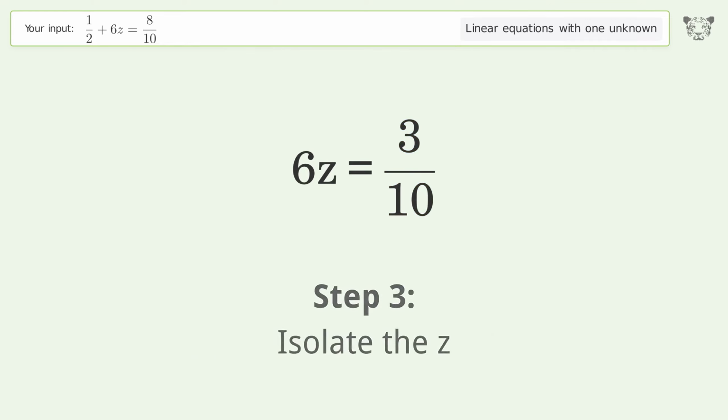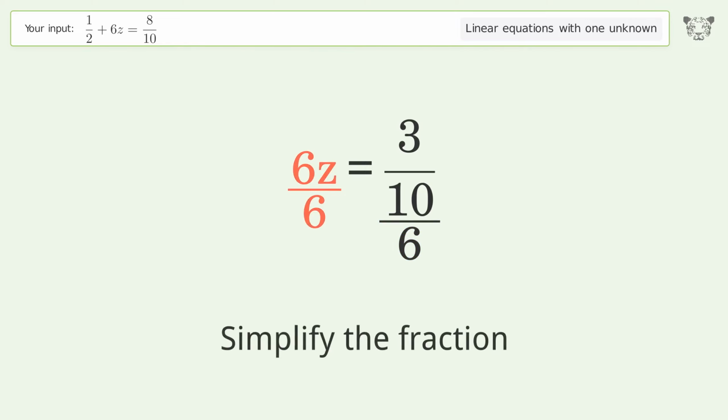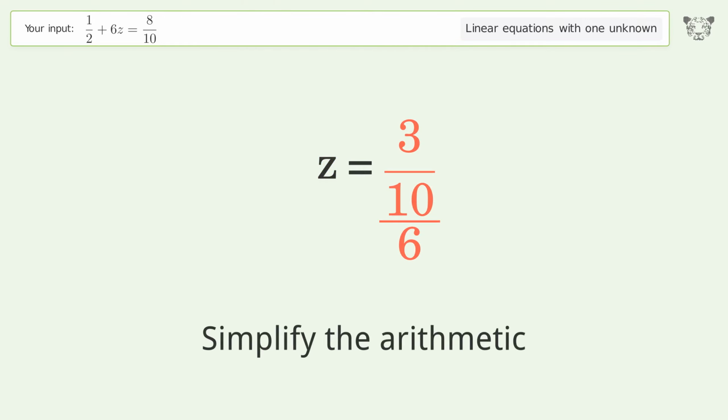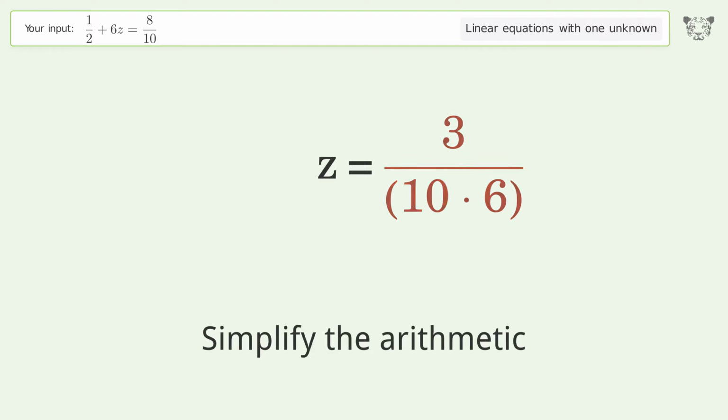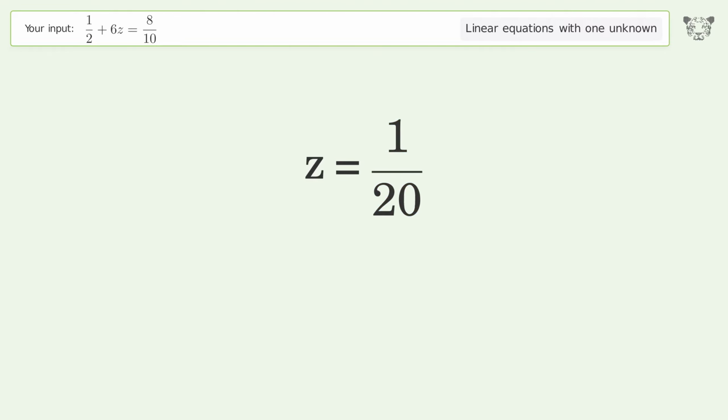Isolate the z. Divide both sides by 6. Simplify the fraction. Simplify the arithmetic. And so the final result is z equals 1 over 20.